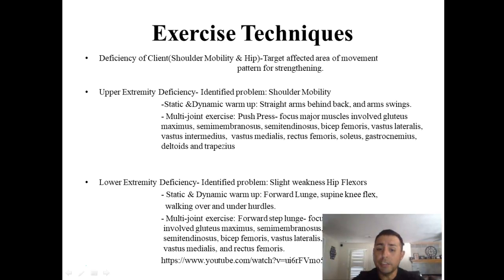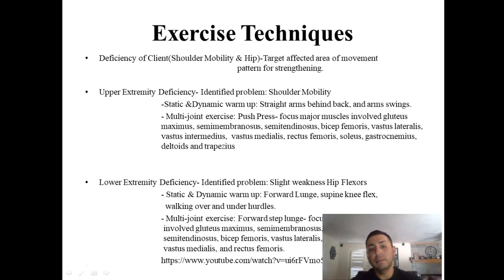Now the multi-joint exercise that I used was a push press, and I really wanted to focus on his major muscles involving the gluteus maximus, the semimembranosus, semitendinosus, excuse me if I'm saying them wrong, biceps femoris, vastus lateralis, vastus intermedius, vastus medialis, rectus femoris, soleus, gastrocnemius, and deltoids and trapezius. I felt that having the pressure going up and down really helped the deltoids and trapezius to get a little more flexible, especially after doing his arm swings and warming up also with a straight arm behind the back.